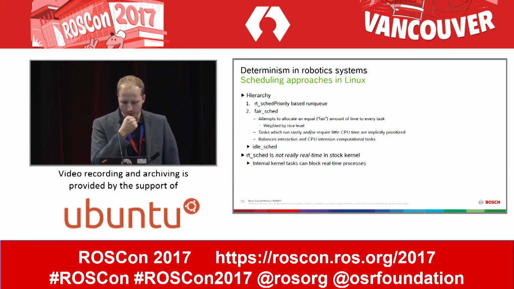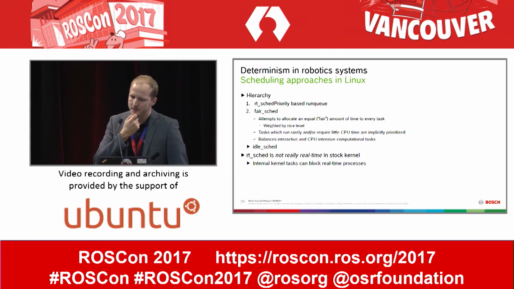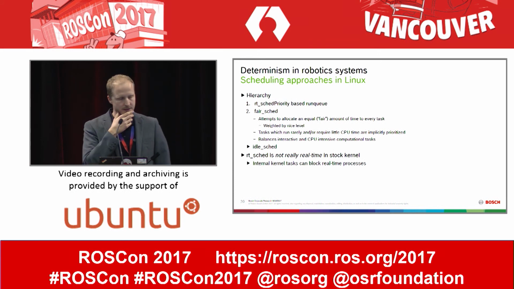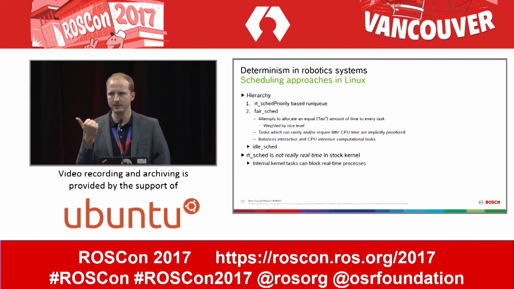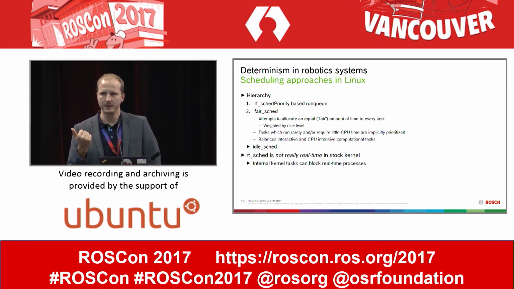Okay, so the next thing up is, most of ROS systems run on Linux. And so as we saw, ROS CPP internally has a number of threads already. If we have multiple nodes, we have even more threads. So all of these threads are scheduled by the Linux scheduler. And the Linux scheduler, as you might know, has a hierarchy of scheduling approaches. The highest one is the real-time scheduler, which is a priority-based rank queue. But that's only used if you take explicit measures. The one that's used by default is the fair scheduler.